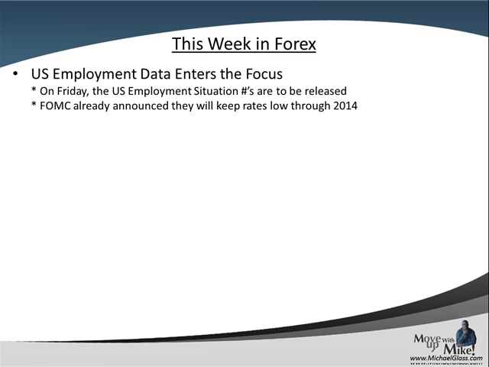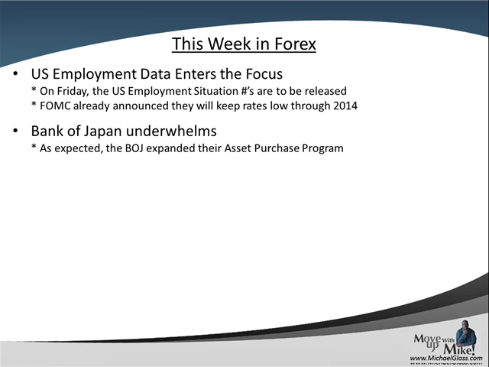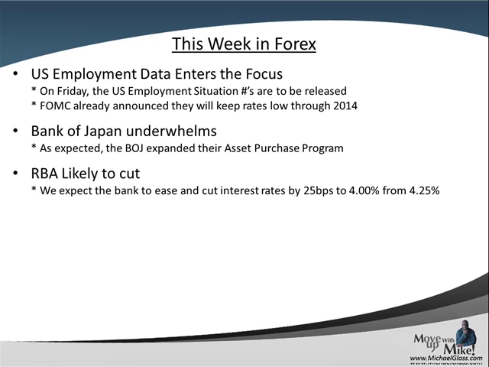So, Wednesday we have ADP, which sometimes aligns with Friday's non-farm payroll numbers. So that's certainly something to watch this week. We also see the Bank of Japan underwhelming with its expected asset purchase program. On Monday, we expect to see that the RBA will cut interest rates by 25 basis points.